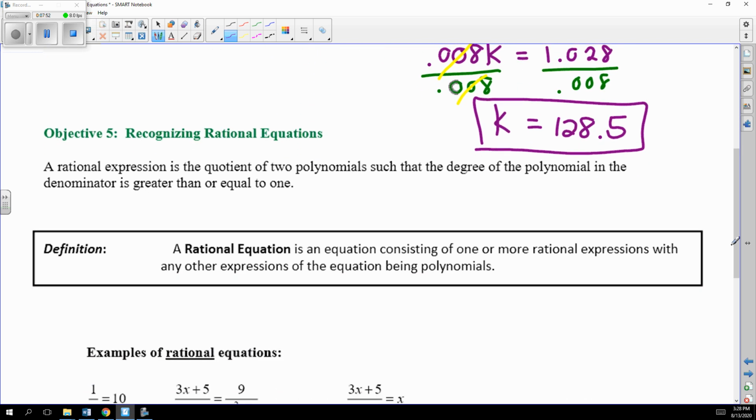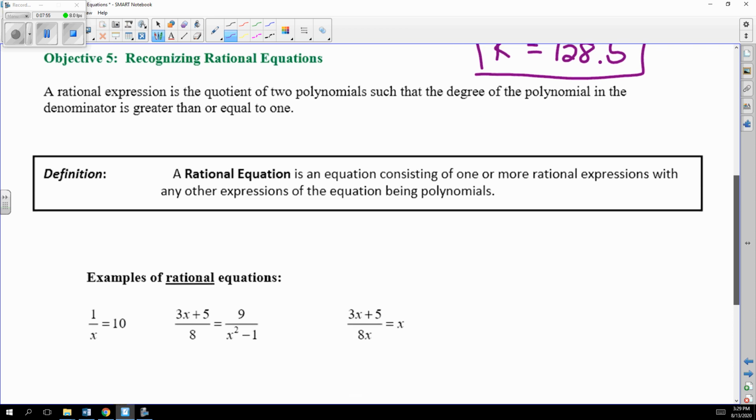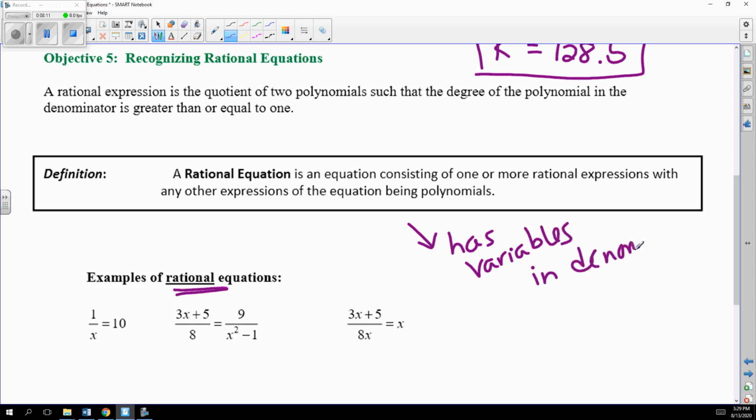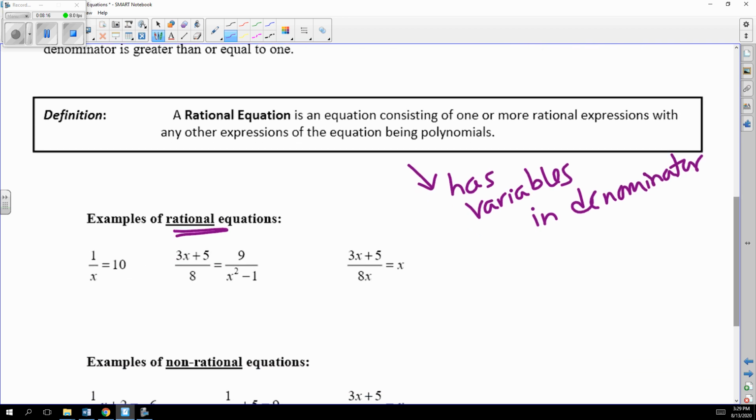A rational equation consists of a rational expression with variables in the denominator. One or more rational expressions and any other expressions being polynomials, but really what you want to look for is variables in the denominator. Got it? All right. So these are some examples of rational equations. Notice right here that x is in the denominator, x squared minus 1 is in the denominator, 8x is in the denominator. That's what makes all of those rational equations.